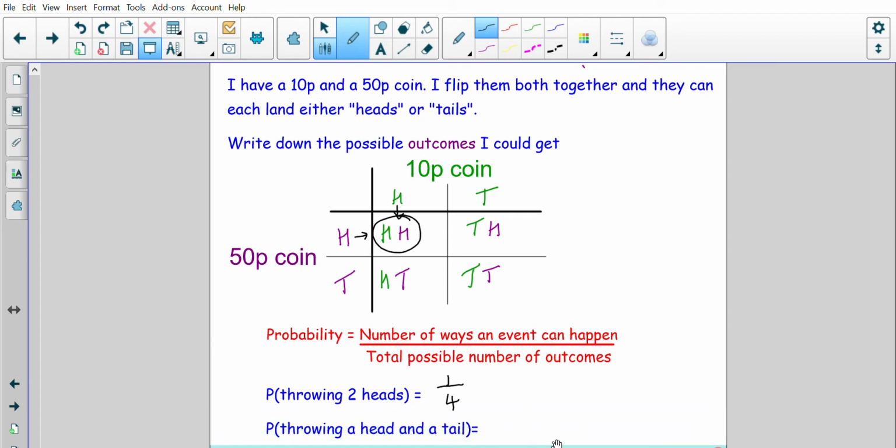The probability of throwing a tail and a head, well, let's highlight that in a different colour. If I use red to select the number of ways that event can happen, throwing a tail and a head, I could get a tail and a head this way around, or a tail and a head this way around. So there are 2 possible ways of getting a tail and a head. So that probability is 2 out of 4, which simplifies to 1/2.